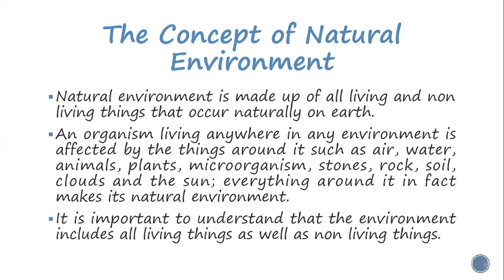environment. An organism living anywhere in any environment is affected by things around it, such as air, water, animals, plants, microorganisms, stones, rock, soil, clouds, and the sun. So everything around an organism, in fact, makes its natural environment. So everything that surrounds an organism living anywhere is what we call the natural environment. Now, it is important to understand that the environment includes all the living things as well as the non-living things. So that's important to note.